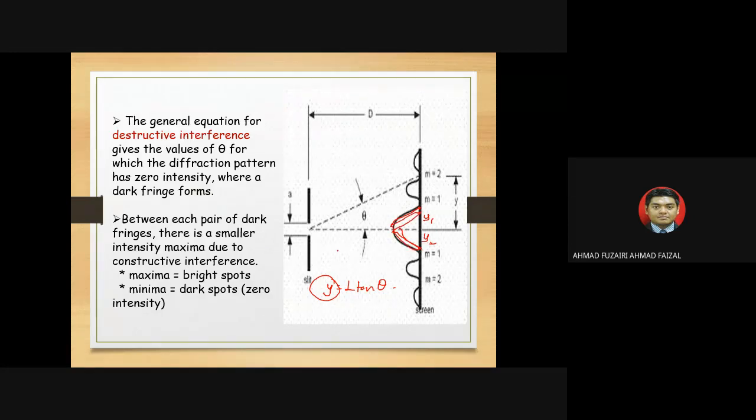So that's why you can say that between each pair of dark fringes, there is a smaller intensity maxima due to constructive interference. The maxima is for the bright spot, whereas the minima is for the dark spot.